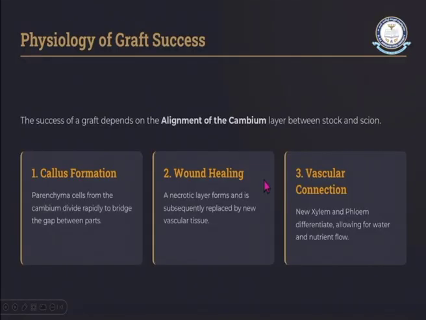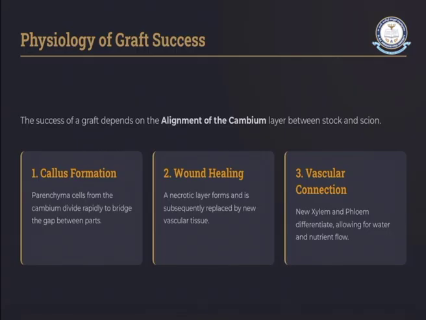The second one is wound healing capacity. A necrotic layer is formed, and it is subsequently replaced by new vascular tissue. That means as we are joining two different plants into a single plant, there will be wound healing also. The necrotic layer will be replaced with vascular tissue.